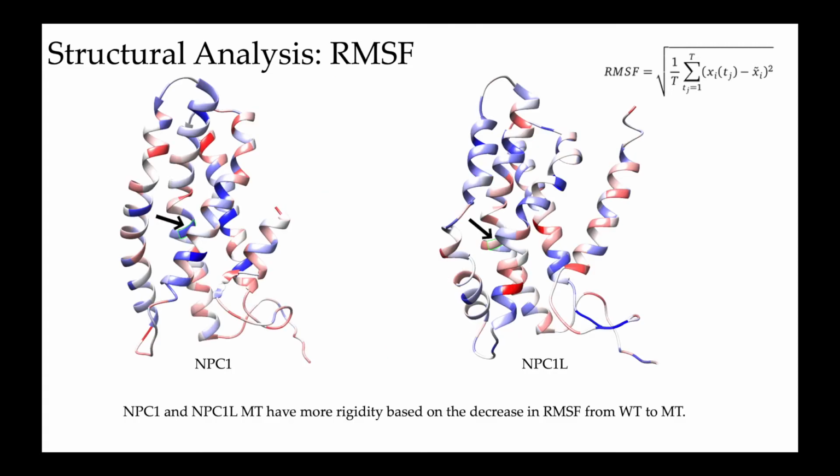Next, in RMSF analysis, we compare the mutant type with the wild type of each NPC1 and NPC1-like. If you look at these, the blue means that there was a decrease, showing less flexibility, more rigidity in the mutant type, and the red means that it's more flexible in the mutant type. So overall, we see a fair amount of blue and mostly blue changes, showing that both mutant types have more rigidity based on the decrease in RMSF from wild type to mutant type in each, NPC1 and NPC1-like.